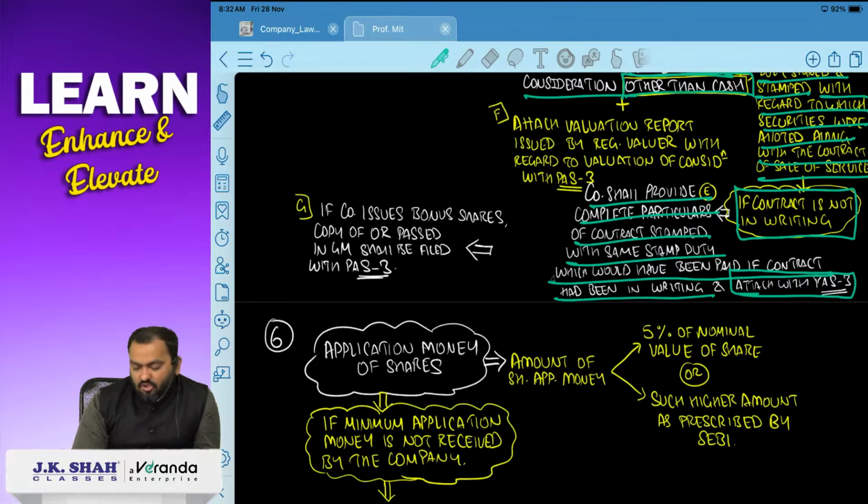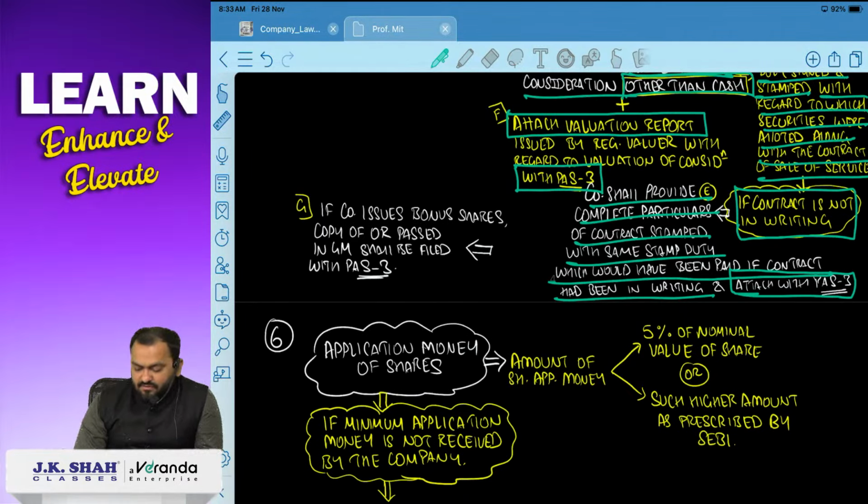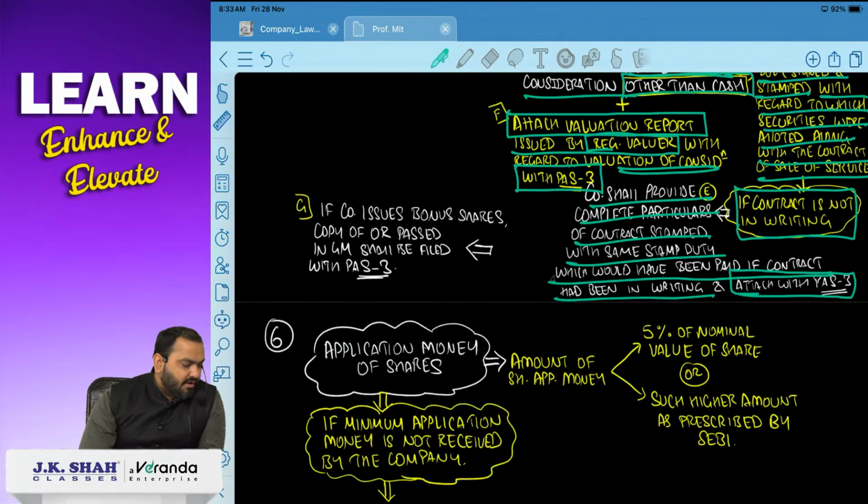Next is whatever you have received in return as consideration. The law says that whatever the company gets in return, that service, that property, that consideration, must have such value. Like, the company has allotted shares worth 1 lakh rupees, so in return the company should get consideration of 1 lakh rupees in value. So we need to first determine the value of that consideration. Who is going to identify the value? A registered valuer. Correct? So here you need to attach the valuation report issued by the registered valuer, with regard to valuation of the consideration, along with PAS 3, that is, along with the returns.